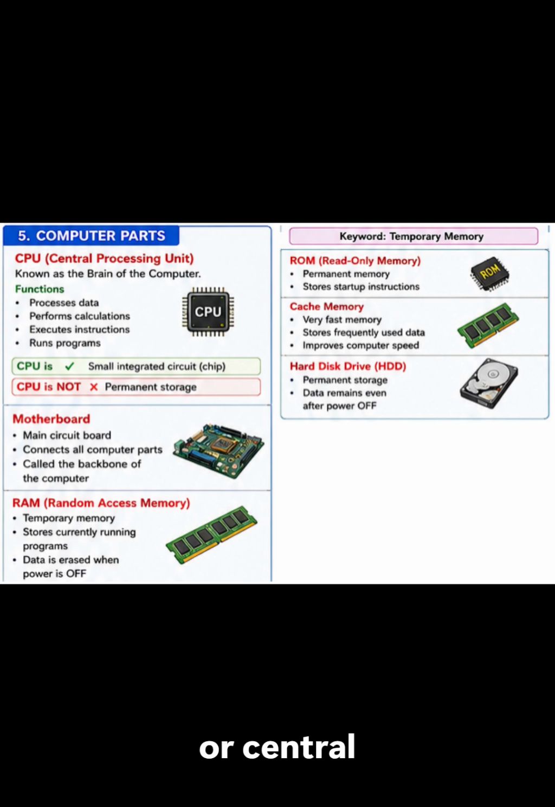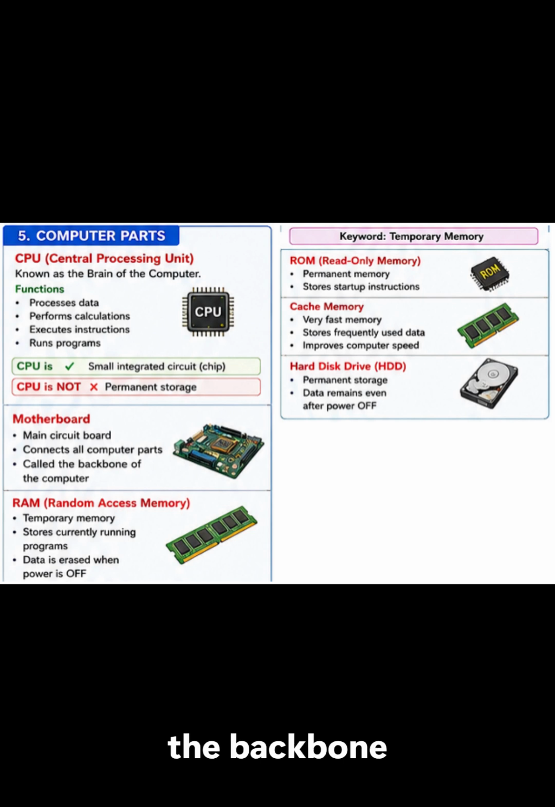Now let's explore Section 5, Computer Parts. First up is the CPU, or Central Processing Unit. It is known as the brain of the computer. The CPU processes data, does math, and runs your programs. It is a tiny chip, but remember, it is not permanent storage.